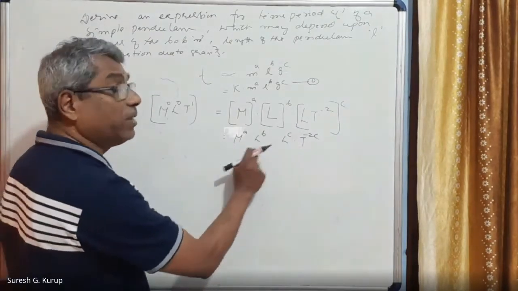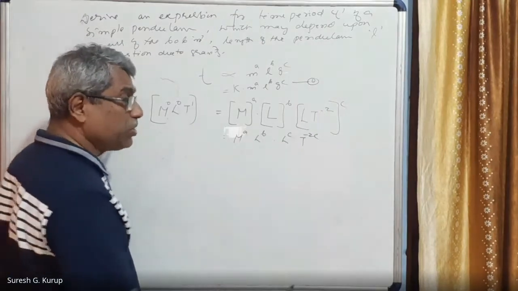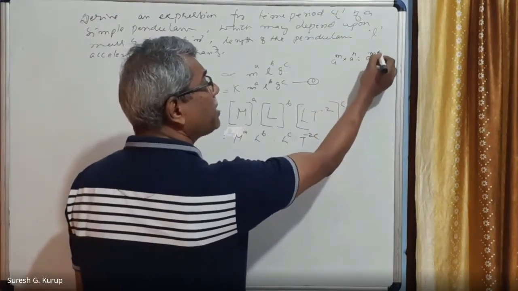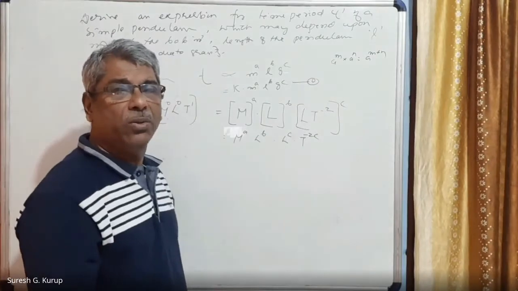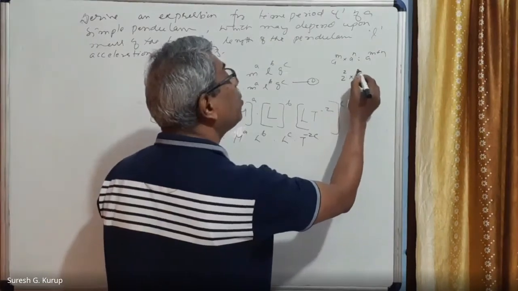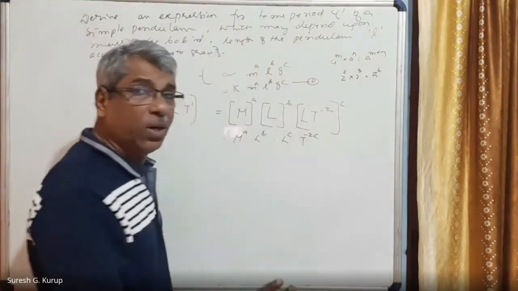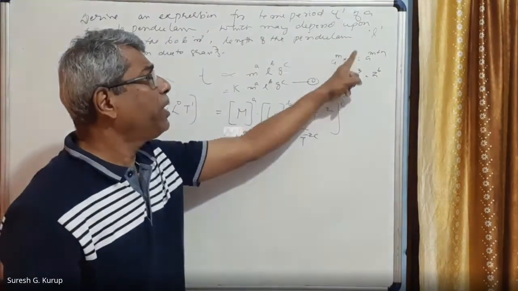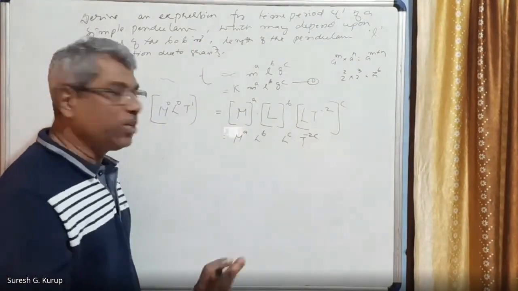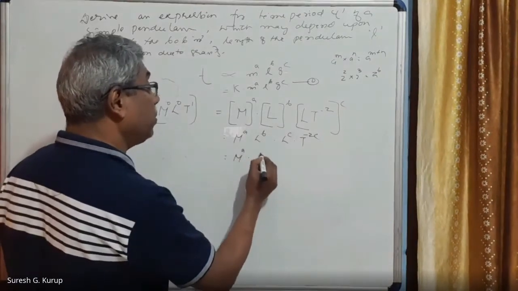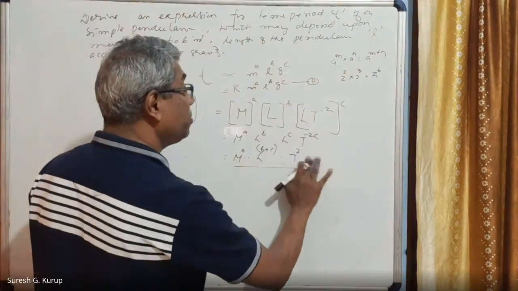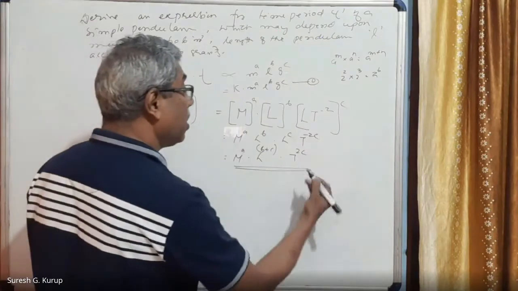Now L is there in both places. Therefore, A raised to M into A raised to N is equal to A raised to M plus N. There is a formula here in the laws of indices. That is, 2 square into 2 cube is equal to 2 raised to 5. So here also, L raised to B into L raised to C is equal to L raised to B plus C. Therefore, this is equal to M raised to A into L raised to B plus C into T raised to minus 2C we can write. Very correct. So this is how we got it finally.